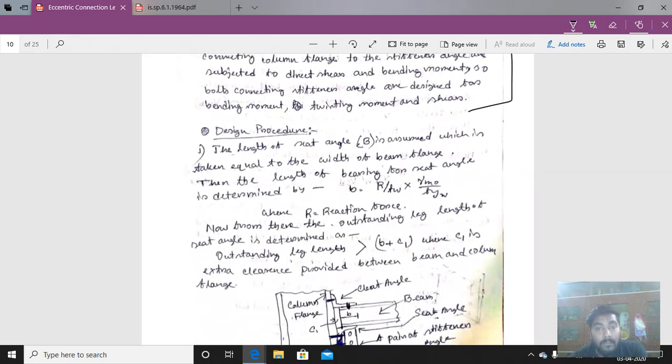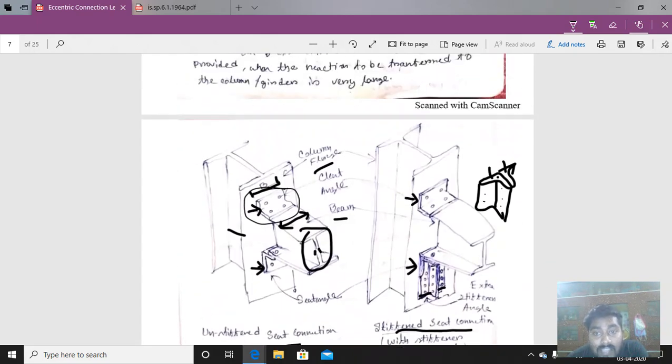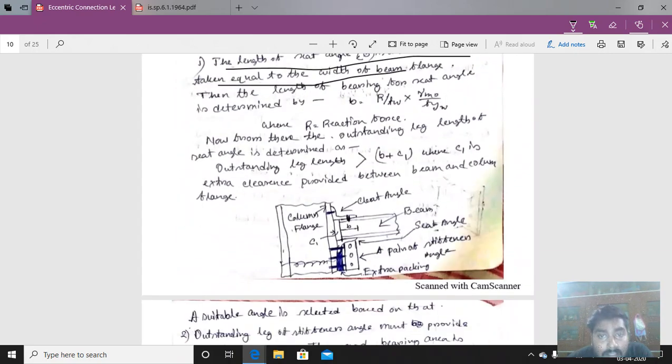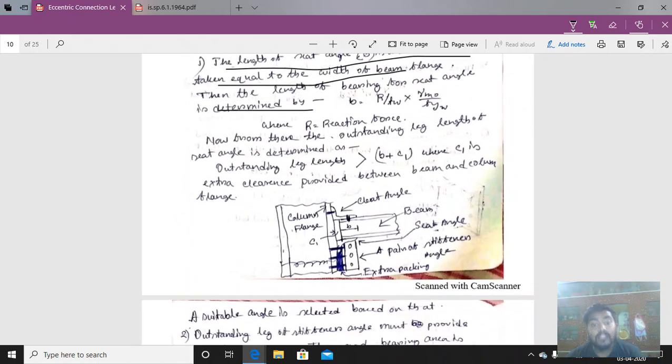Now coming to the design procedure. The length of the seat angle B is assumed, which is taken equal to the width of the beam flange, as we have discussed in the unstiffened connection also. So this is the length of the angle, that is the B value. We have to take that first. Then the length of the bearing for the seat angle is determined. What is the length of the bearing? I have told you in the previous unstiffened connection also. From here to here is the length of the bearing for the stiffened seat connection.